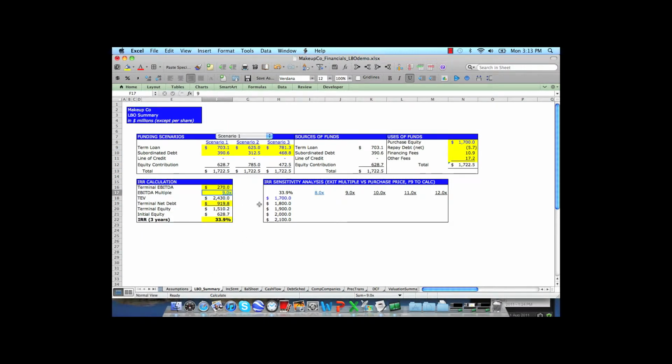What does have a big effect, there's a couple of these cells that I've highlighted in blue, is the EBITDA multiple. So instead of a 9 times, if they can get out at 11 times, huge boost to the IRR.